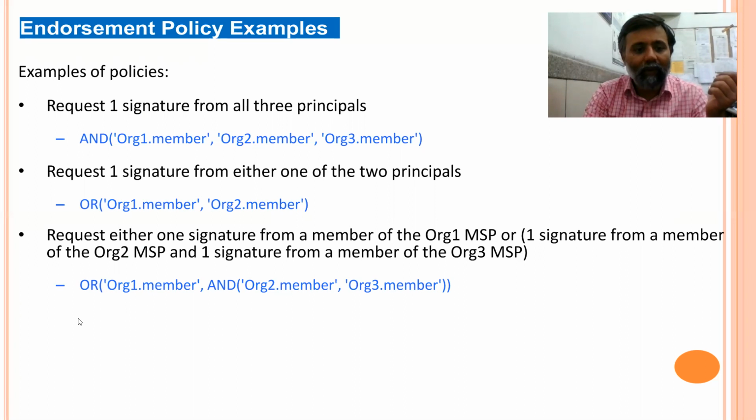This is another example here. You can see any member of Organization 1, or a member of Organization 2 and a member of Organization 3.